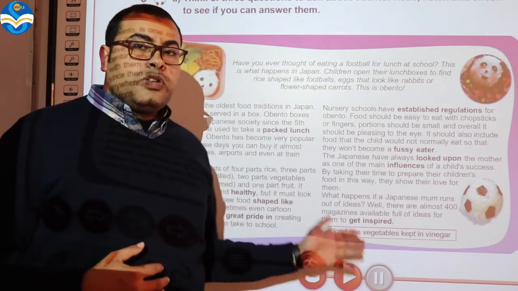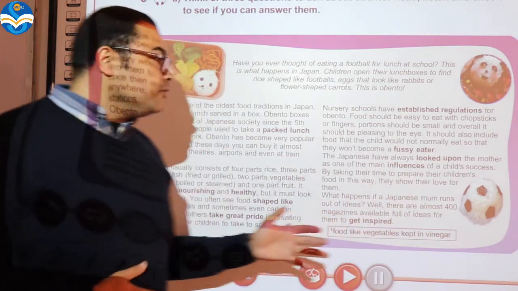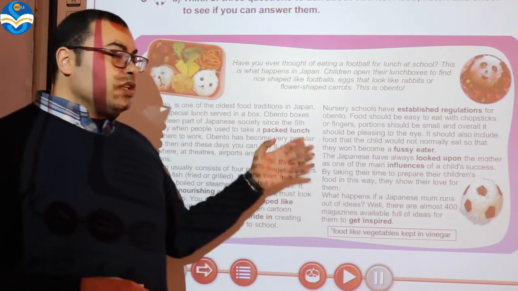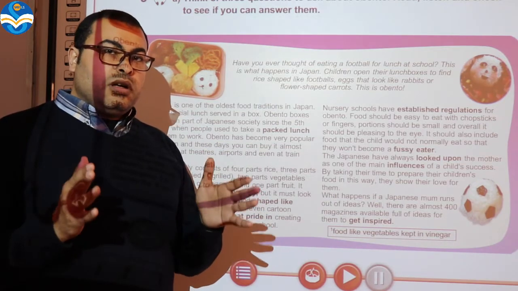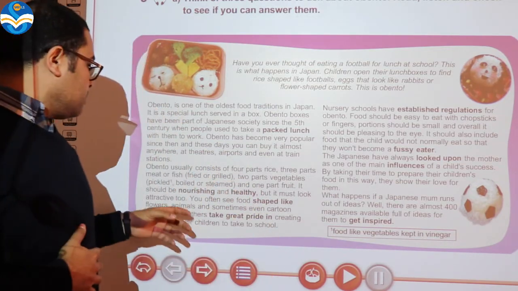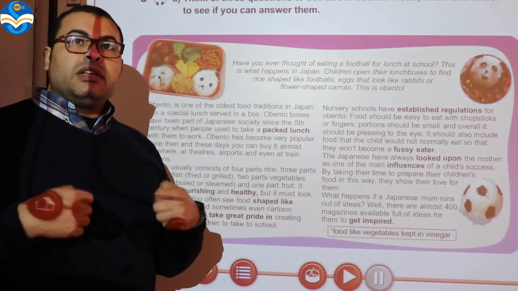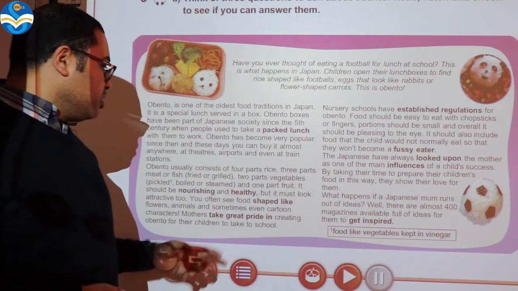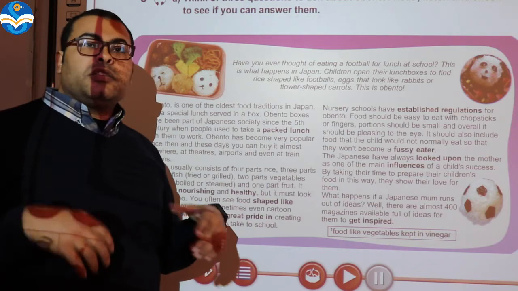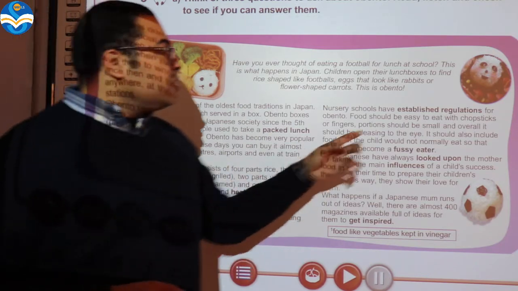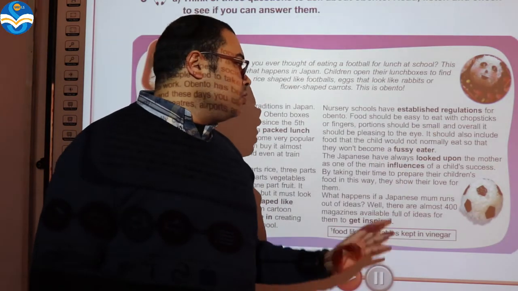In this lesson, we discussed many vocabulary words. Let's recap them together. Packed lunch means lunch prepared for going out. Nourishing means refreshing. Healthy means giving you strong health. Shaped like means looks like. Take great pride in means proud of. And established means set. Regulations means rules.